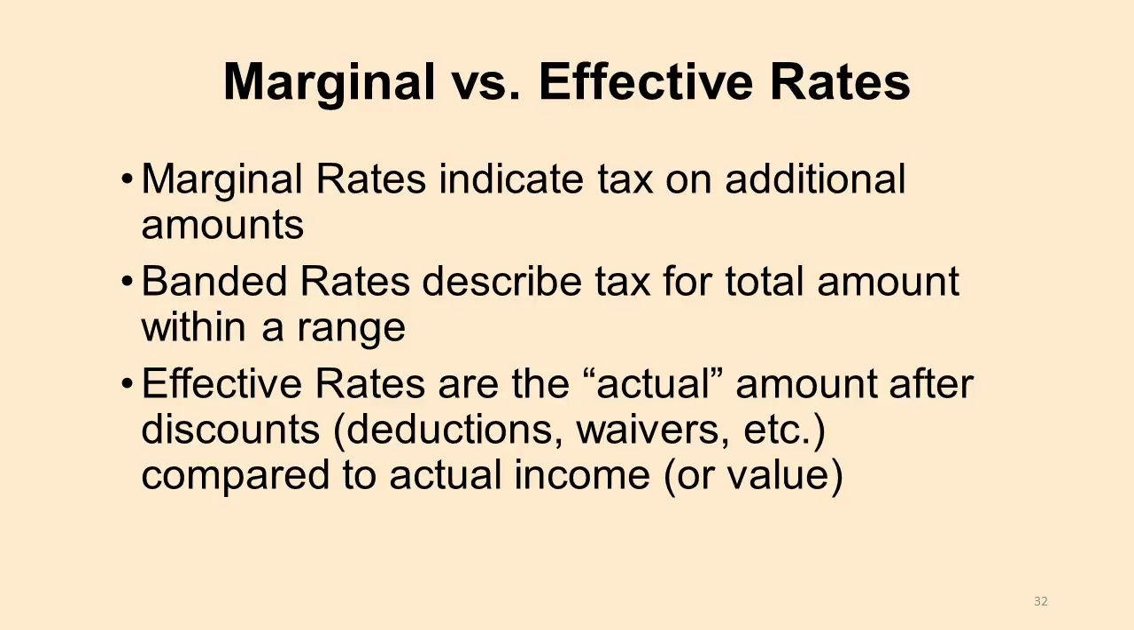Effective rates are the actual amount after we put it all together. We figure out that 0 to 10, 10 to 20, 20 to 30, 30 to 38, and we subtract any discounts. Maybe you have some legal deduction or there's some waiver. We do all that. We calculate the final number compared to the actual income or the actual value. So if you made $38,000 last year, you're not paying from 0 to 38. You're paying 0 to 10, 11 to 20, 21 to 30, 30 to 38. Minus everything. Compare that number. Okay? It's an effective rate, an actual amount. And it makes more sense when we look at some examples.